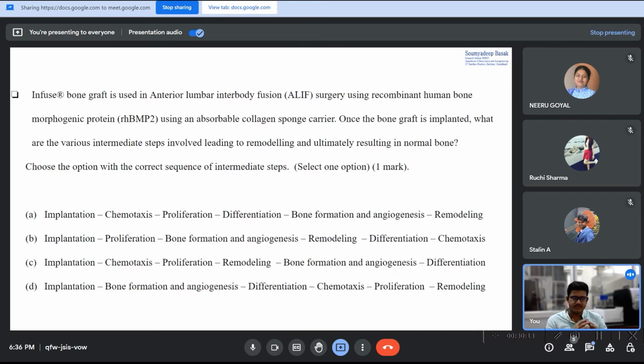Then there are bone grafts. So infused bone graft, used in anterior lumbar interbody fusion ALIF surgery using recombinant human bone morphogenetic protein rhBMP-2 using an absorbable collagen sponge. Once the bone graft is implanted, what are the various intermediate steps involved leading to the remodeling and ultimately resulting in normal bone? What are the steps that are involved after the implant is there?